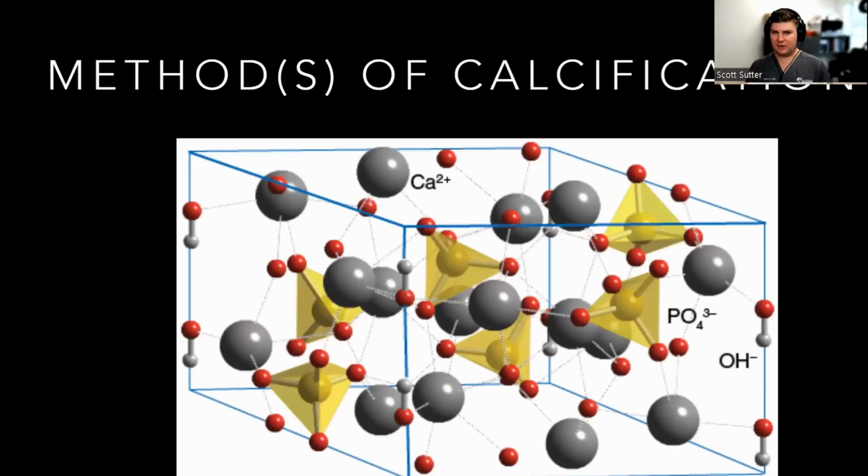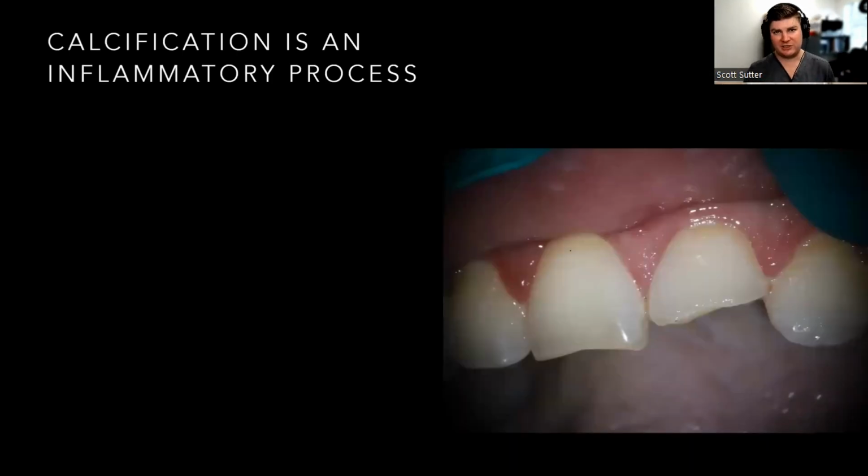All right, so this is our nemesis. This is hydroxyapatite, and this is the main thing that forms in dentin and enamel. There are different ways that calcification can be induced, but pretty much all of them are inflammation. There has to be some inflammatory process that starts in order to induce the cells inside the teeth to start forming that tertiary dentin.